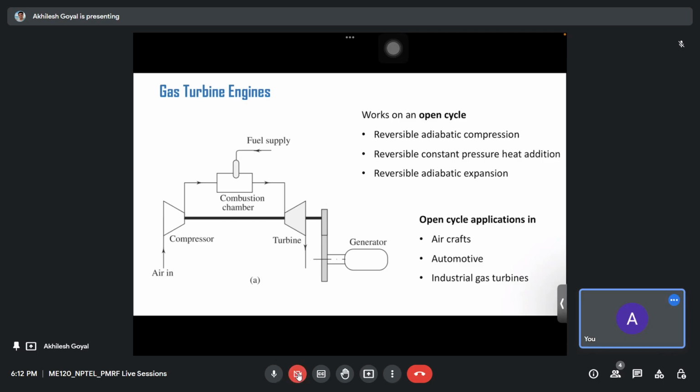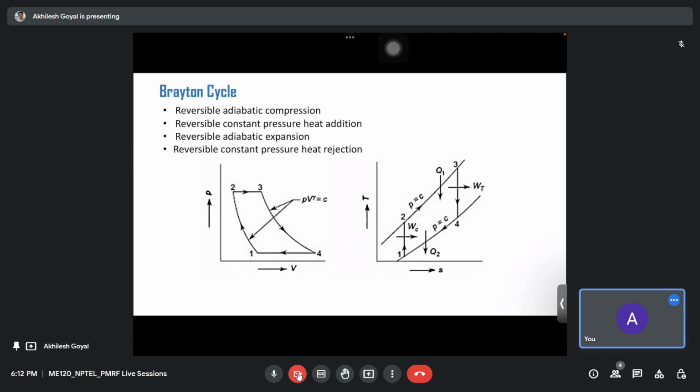Now, this open cycle works on the Brayton cycle. So for the analysis purpose, we consider it as a closed cycle. So we join point 4 to point 1, the outlet to inlet, assuming that all the combustion products at the end of point 4 go back to the compressor at point 1. Okay, for the sake of simplicity and analysis.